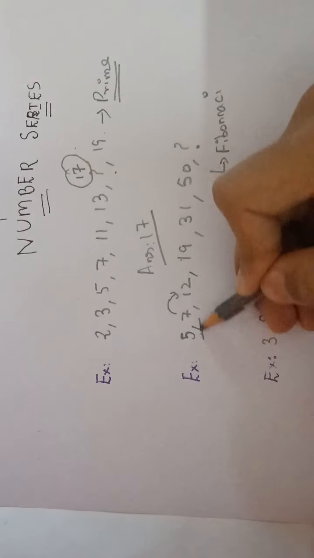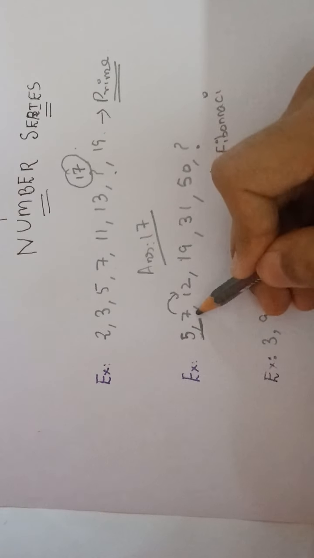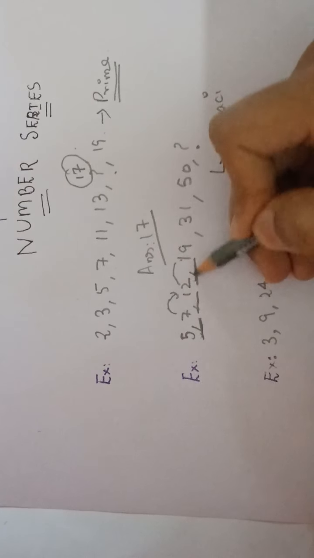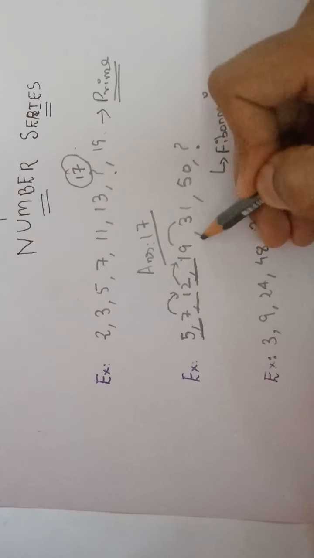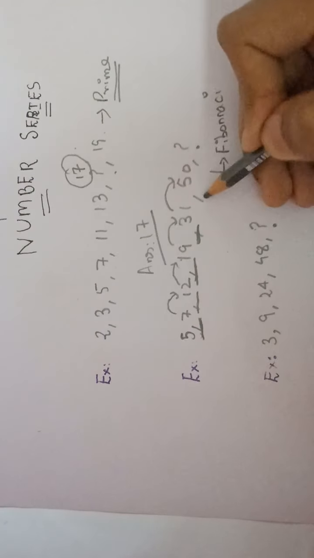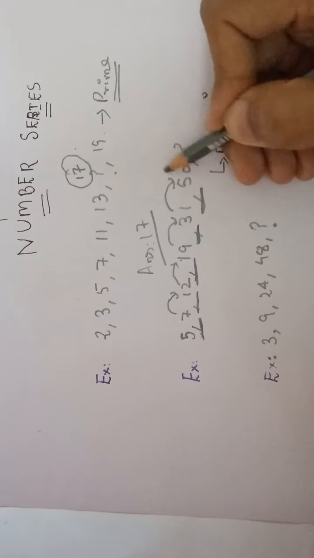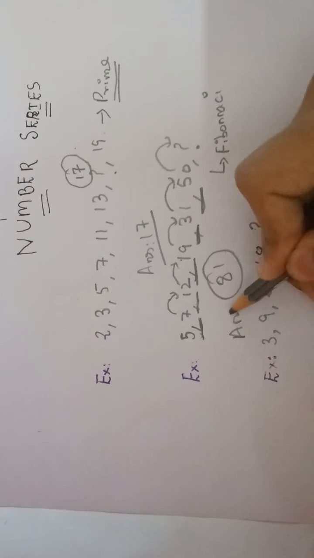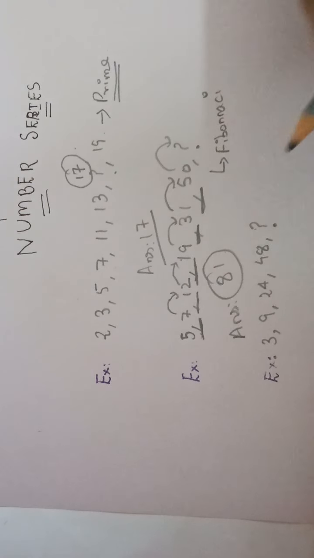Okay, so 7 plus 5 is 12, 12 plus 7 is 19, 19 plus 12 is 31, 31 plus 19 is 50. So you would have 31 plus 50 equal 81. So the answer to this question is 81. Okay, now let us look into the next series, and it is 3, 9, 24, 48, and then what?